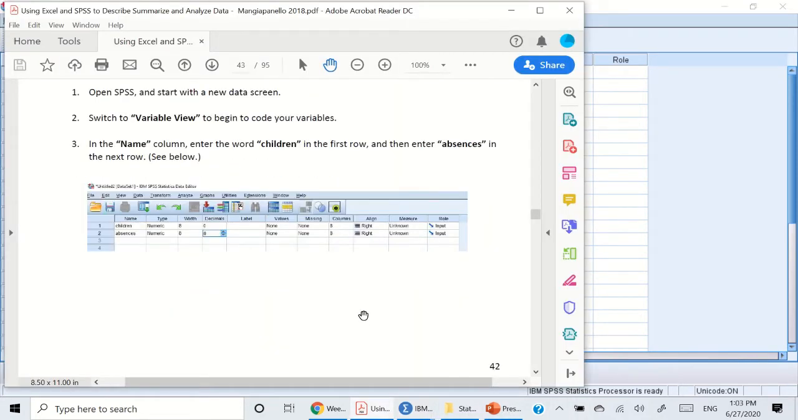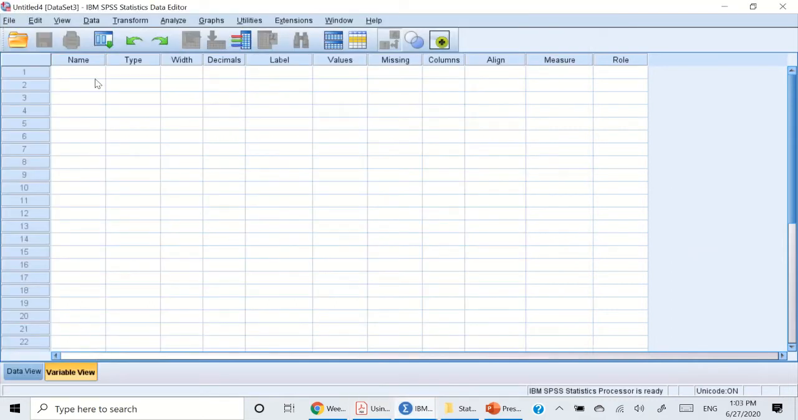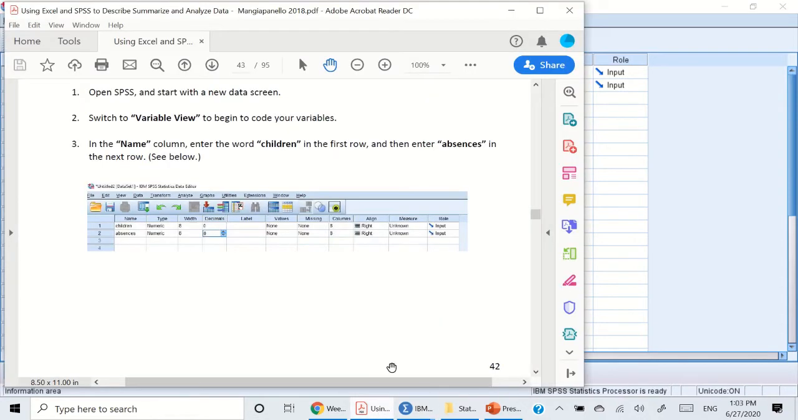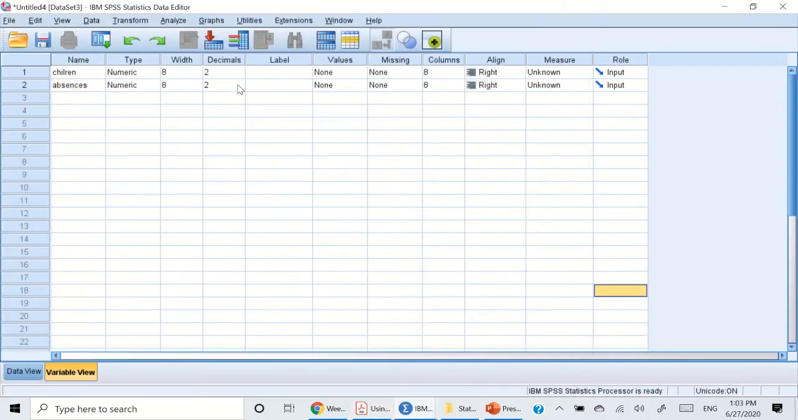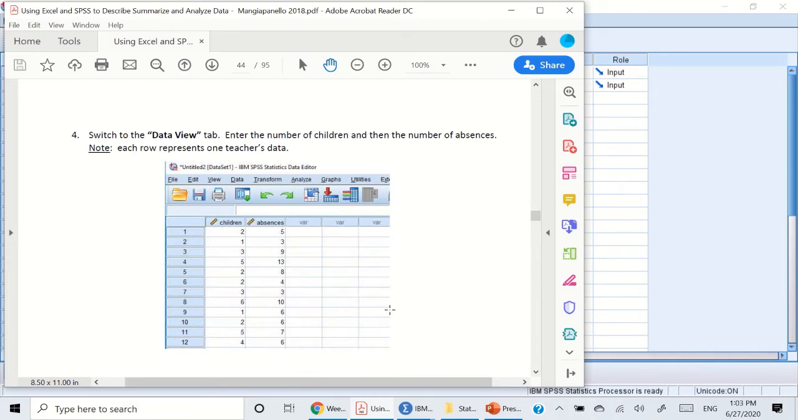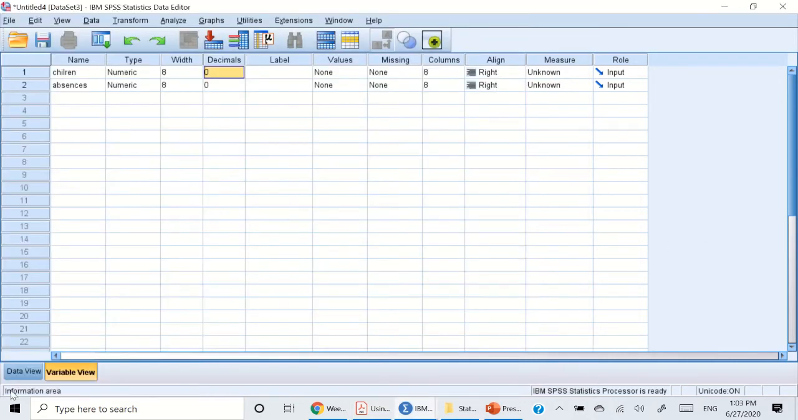Now we are just going to keep the variables: children, absences. Okay, now what's next? All right, decimals, of course, that looks good. Now what else? Okay, that's it. Let's switch to the data view.